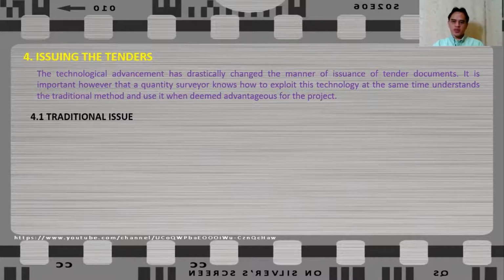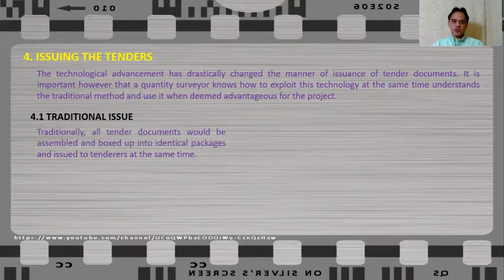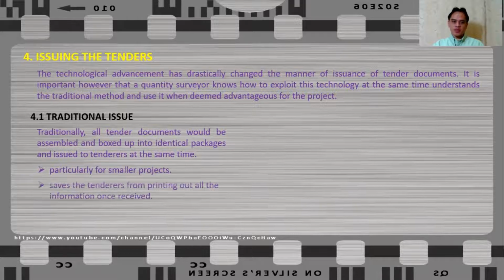First, traditional issue. For traditional issue, all tender documents would be assembled and boxed up into identical packages, and it will be issued to tenderers at the same time. This is particularly used for smaller projects, and it saves the tenderers from printing all the information once they have received it. But it can also be very expensive. Expensive to the part of the employer if they are not going to let the contractor pay for the tender documents. And on the other hand, it is also expensive for the contractor if they are going to pay in order to obtain these tender documents.